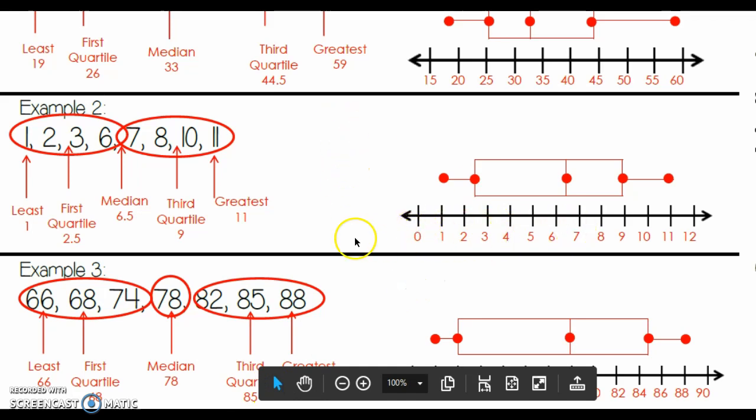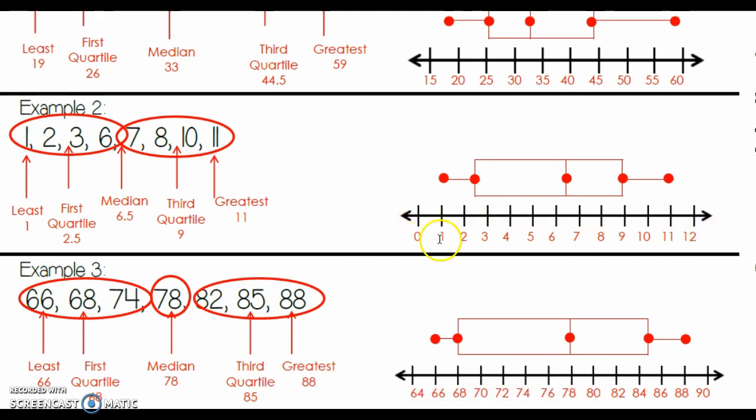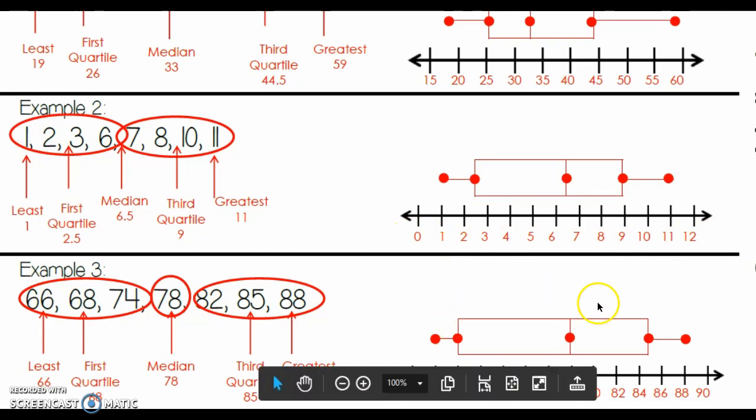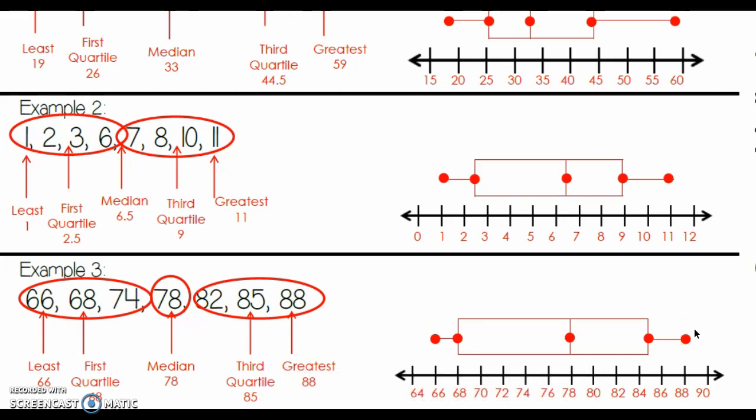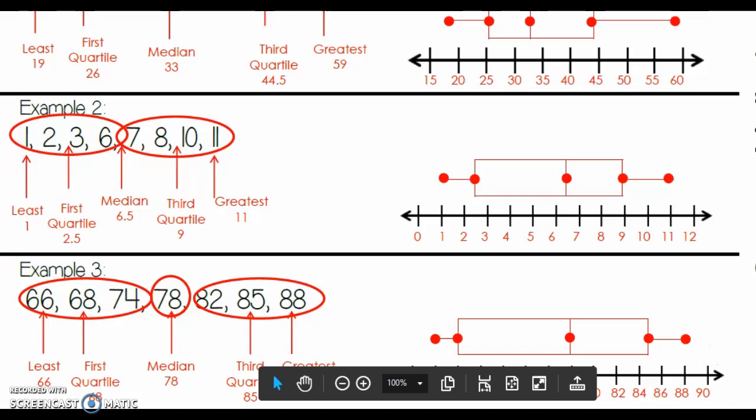But if you notice, this number line here is between 0 and 12 that goes up by 1s. The number line at the bottom here, we went up by 2s. That seemed to be the most obvious way to list this. 78 is the median, the least is 66, the greatest is 88, the first quartile is 68, and the third quartile is 85.